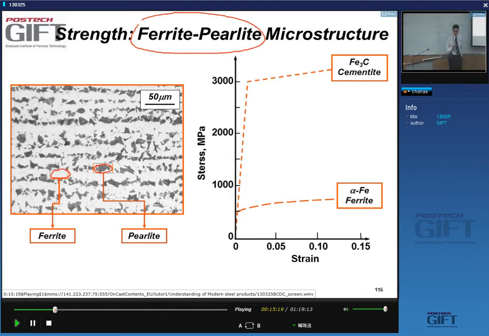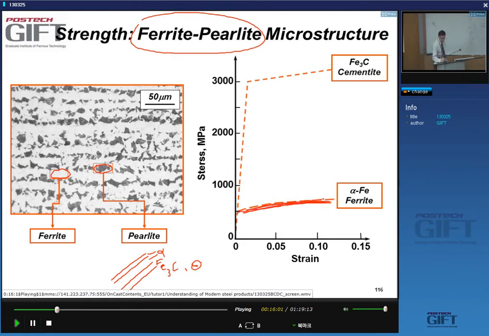So, and where does the strength come from? Well, the pearlite is a very strong constituent. It's not a phase, as you know. It's a constituent in the sense that it consists of alternate plates of Fe3C, which is cementite or theta, and ferrite. So a carbon manganese steel is actually a composite. Yeah? It's a composite of a soft phase, the ferrite. This is a stress strain curve for the ferrite here. Yes, you can see, very soft, and a very hard phase, cementite.